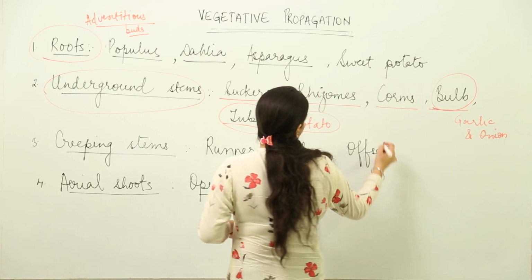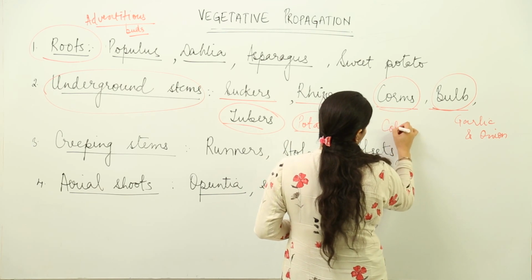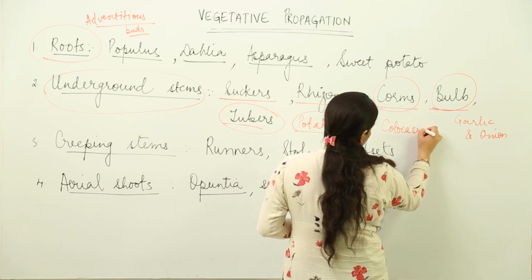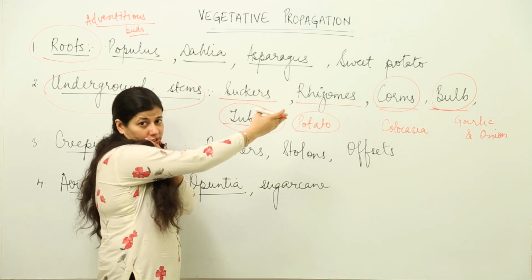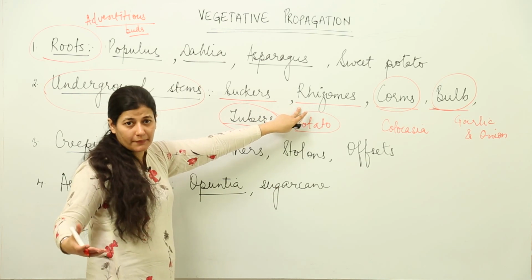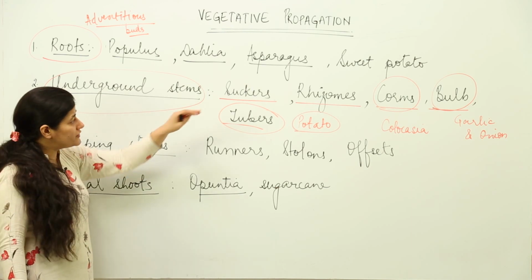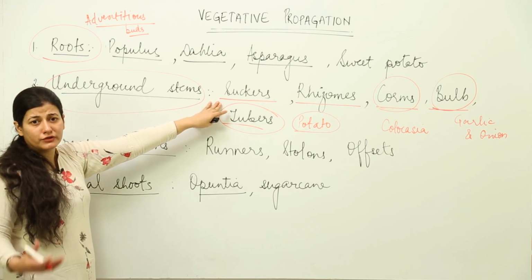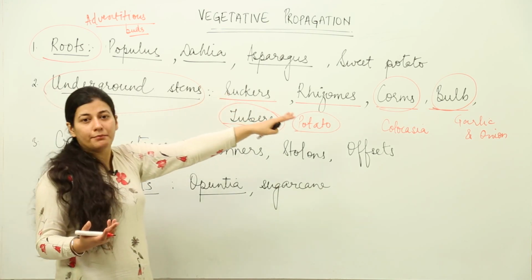Alright, we have the example of corms, that is also a vegetable consumed, that is colocasia. Okay. We have the example of ginger, turmeric, and banana, they reproduce by rhizomes, and we have the example of suckers, in which we have the example of another beautiful flower, that is chrysanthemum. So all these examples you have to remember.